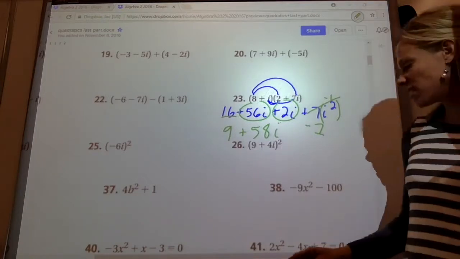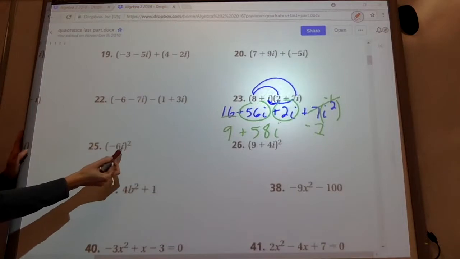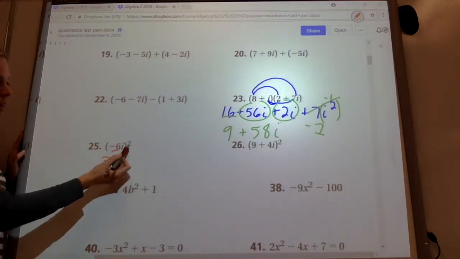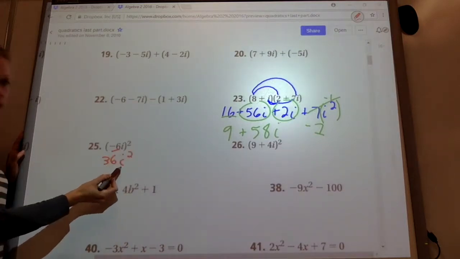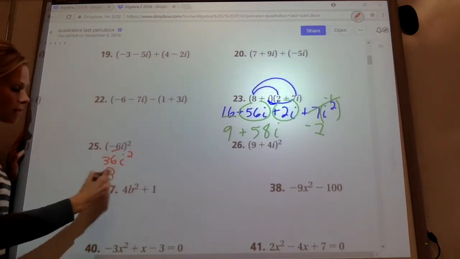When you're squaring, you just square each one. So I square the negative 6, which is 36. And then I square the i, which is i squared. But what do I know about i squared? It's negative 1, so really this is negative 36.